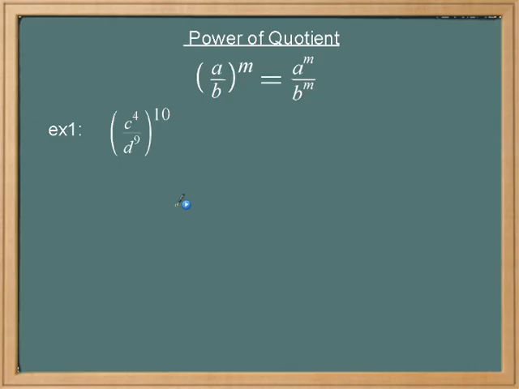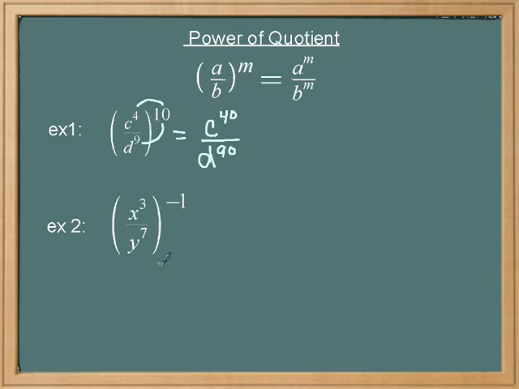An example of that would be if I have c to the 4th over d to the 9th, all that to the 10th power. I'm going to distribute that 10 to the 4, and I'm also going to distribute it to the 9. So our final answer for example 1 would be c to the 40th over d to the 90th. That's all you have to do there.